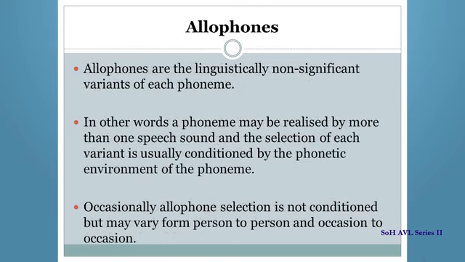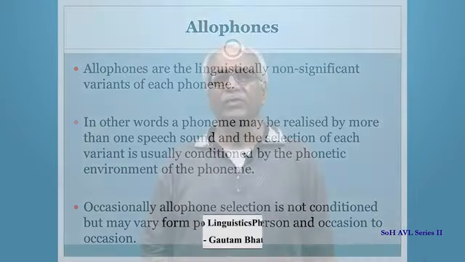Allophones. Allophones are the linguistically non-significant variants of each phoneme. In other words, a phoneme may be realized by more than one speech sound, and the selection of each variant is usually conditioned by the phonetic environment of the phoneme. Occasionally, allophone selection is not conditioned but may vary from person to person and occasion to occasion. For example, one may pronounce paper in different ways.